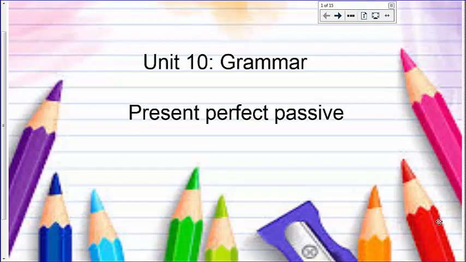Our grammar today is about present perfect passive. Do you know what's the meaning of a present perfect passive? Yes, مضارع تام مبني للمجهول. This is what we call it in Arabic.